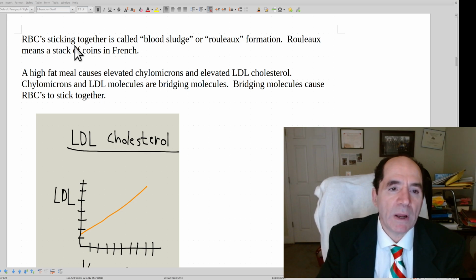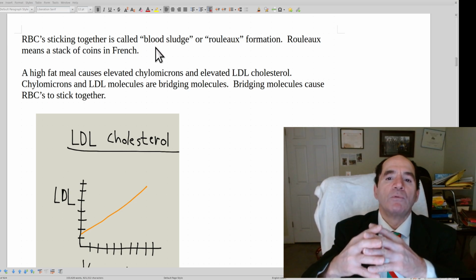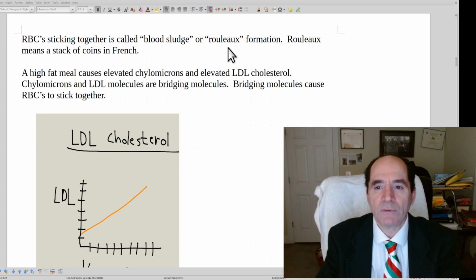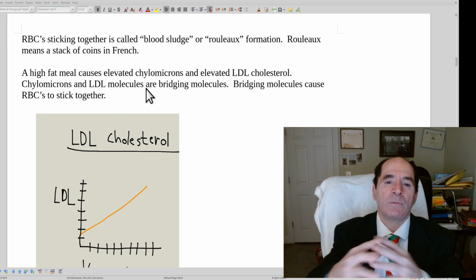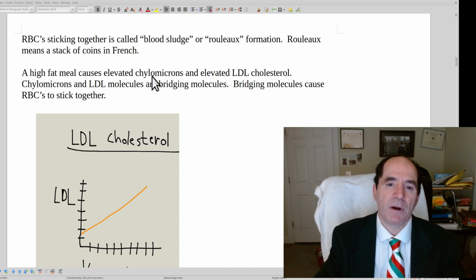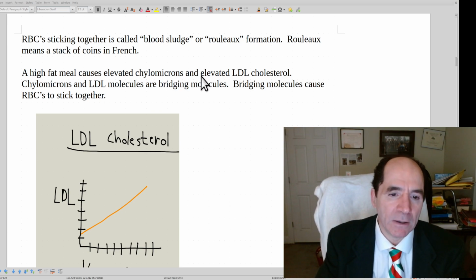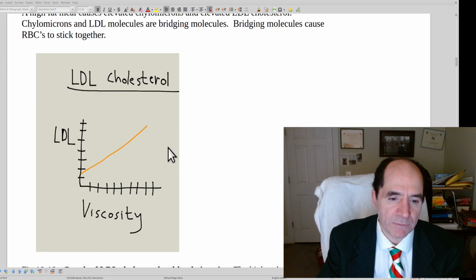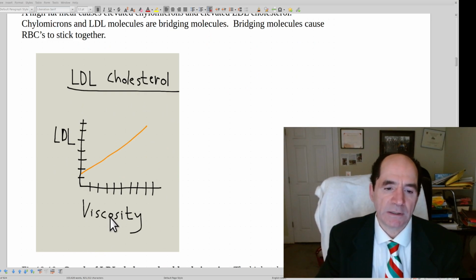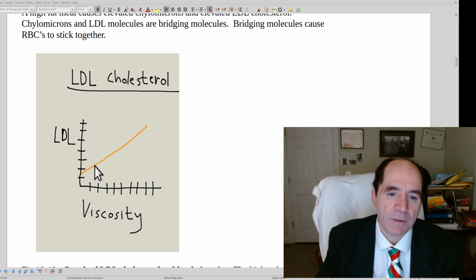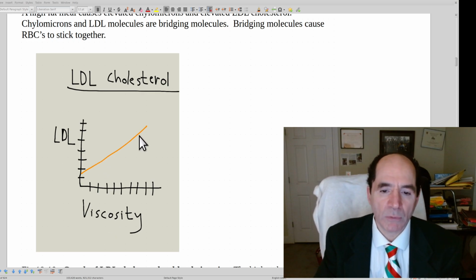Okay, so when red blood cells stick together, you can call that rouleau formation. Rouleau is the French word for stack of coins. Okay, you can also get a blood sludge effect where it's stacking the red blood cells together from the chylomicrons. That's part of the system of absorbing lipids, absorbing fats after we eat a meal. The higher the LDL cholesterol in the blood, the higher the blood viscosity. Let me get that picture in a little bit better focus there. Okay, so blood viscosity means the thickness of the blood. That's the medical word for thickness, viscosity. The thicker the blood, the more it is prone to clotting.